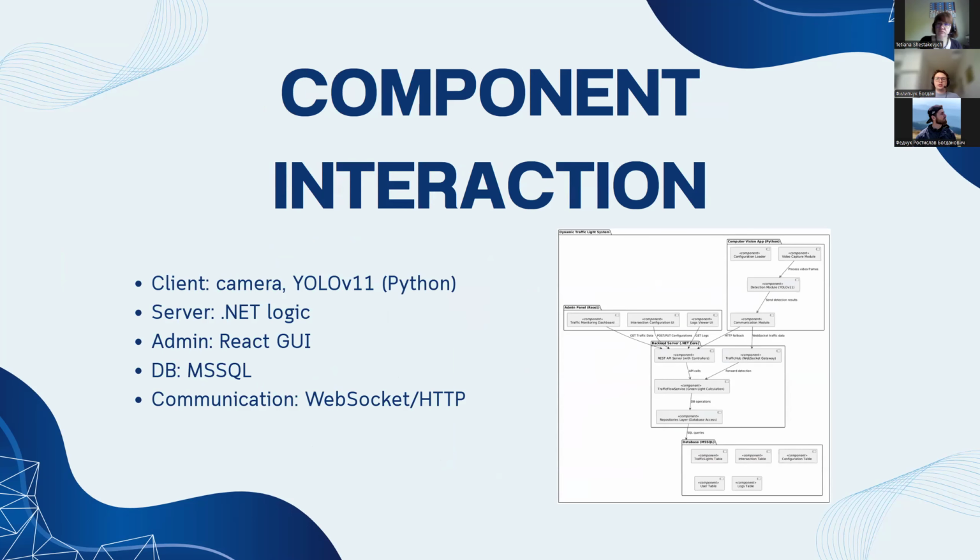The system consists of 4 core components: the client-side detection module, the backend decision logic, an administrative web interface, and the database. Real-time communication between the detection module and the backend, as well as the backend and the traffic light controller, is implemented via WebSocket to minimize latency.